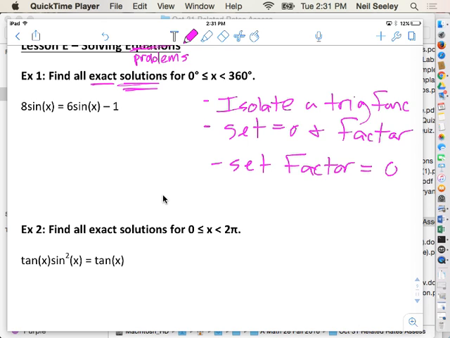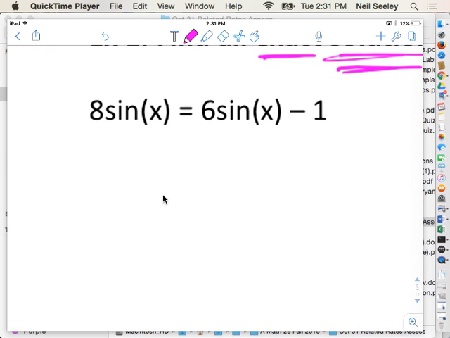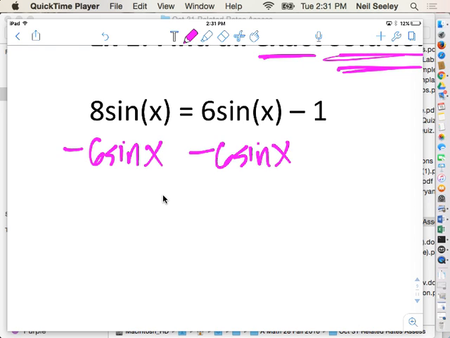So now the first one, this one is one where if you wanted to factor and go about setting equal to 0, it could be done, but this one's actually a little easier. If you can get it to a single trig function by itself, then you go with it. So for this first one, minus 6 sine x from both sides. These are like terms, and so you can combine them. Like 8 sines, take away 6 of them, leaves you with 2 sine x's, equal to negative 1.